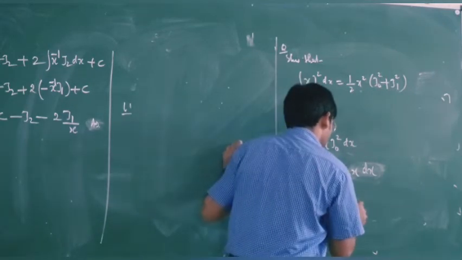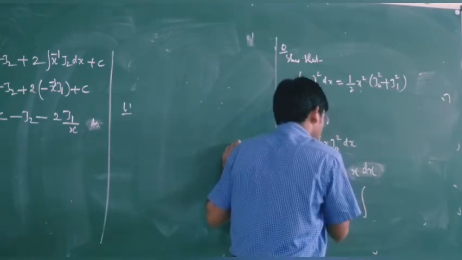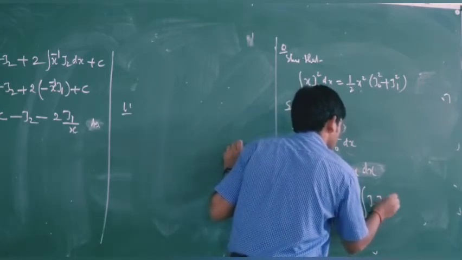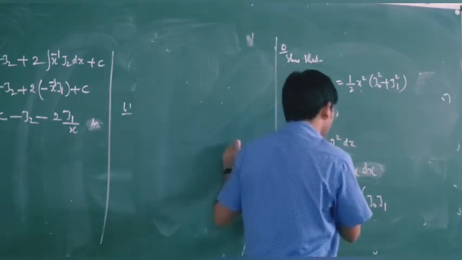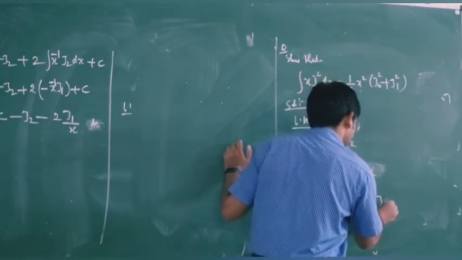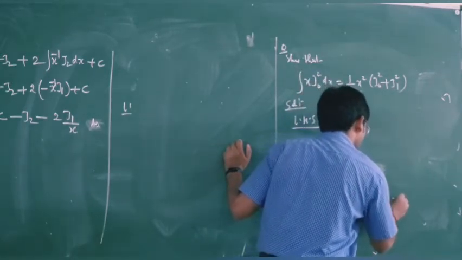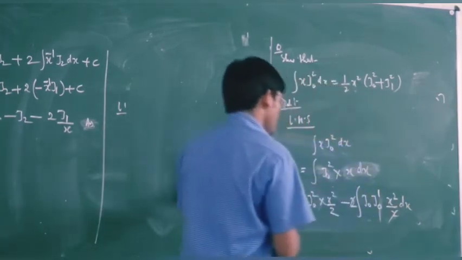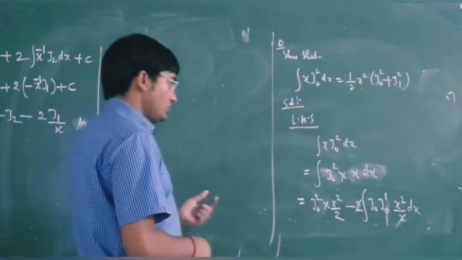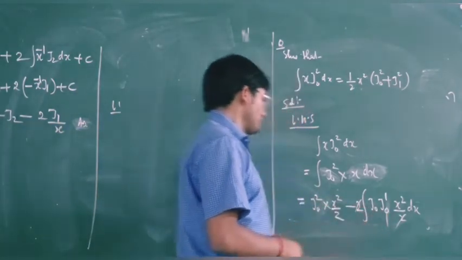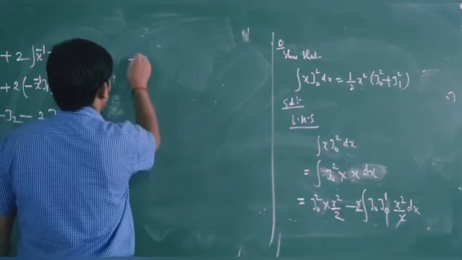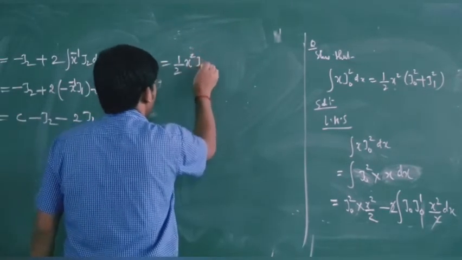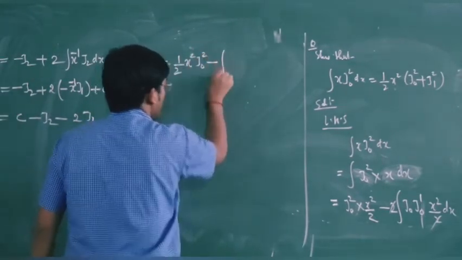Then minus, the differentiation of j naught square will be 2 times j naught into j naught dash, and then the integration of x, which is x square by 2, dx. So this 2 will get cancelled with this 2. So this is equal to 1 by 2 x square j naught square, and here we will have integration.